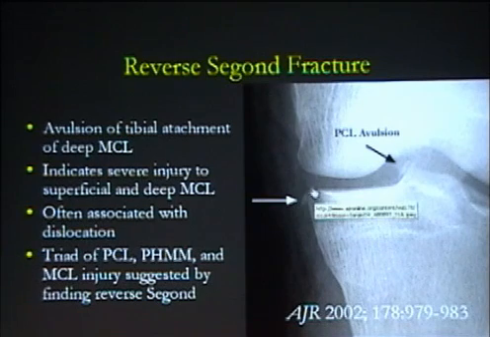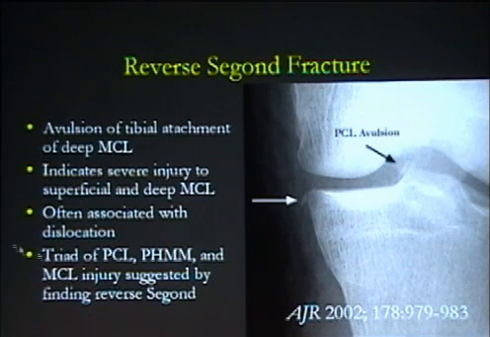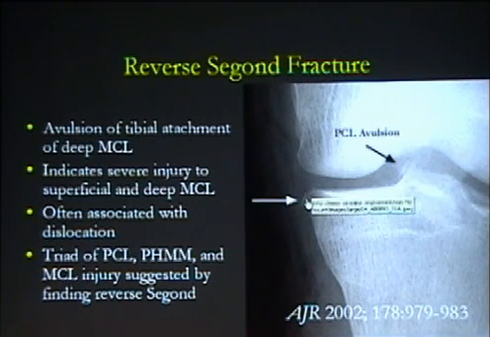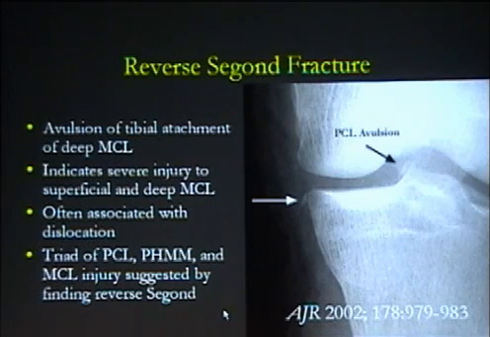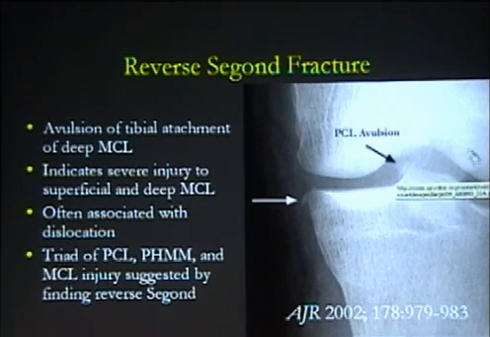If you see this type of fracture, this indicates severe injury to the superficial and deep components of the medial collateral ligament. It's often associated with knee dislocation, and it's commonly associated with a triad of PCL, posterior horn medial meniscus, and MCL tears. So this is what it looks like, a small fragment of bone where that white arrow is, at the insertion of the coronary ligament on the tibial plateau, and here note the PCL avulsion injury.